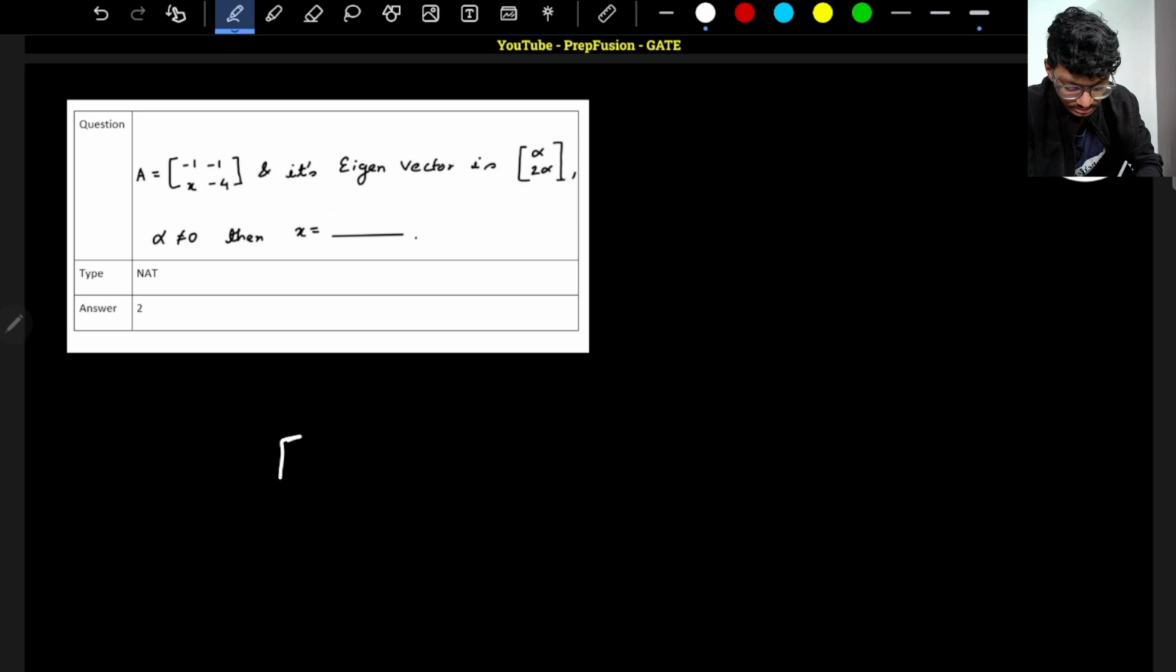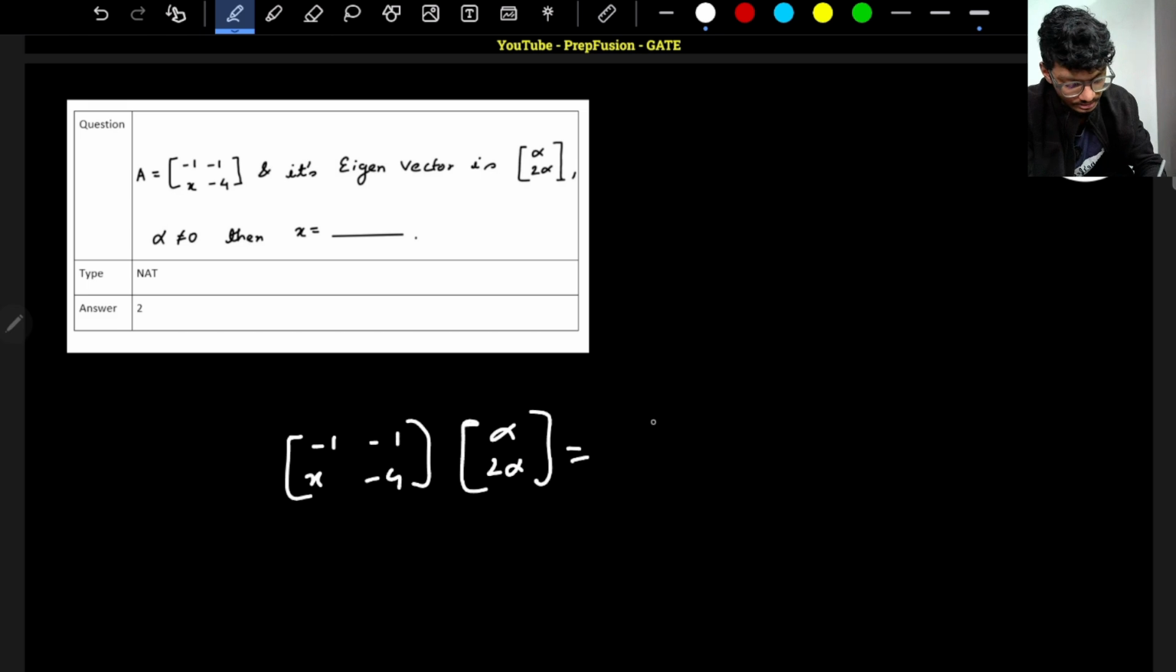So if the eigenvector is given, I can simply use it. If whatever matrix they have given, it is an eigenvector, so if I multiply, it will simply be scaled with a value lambda, correct? This will be lambda times the eigenvector itself.